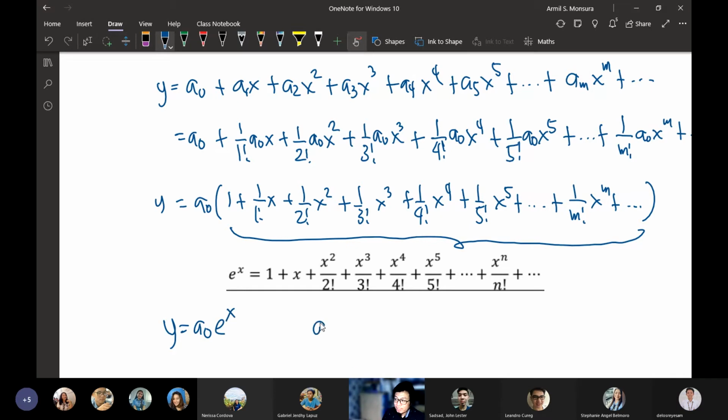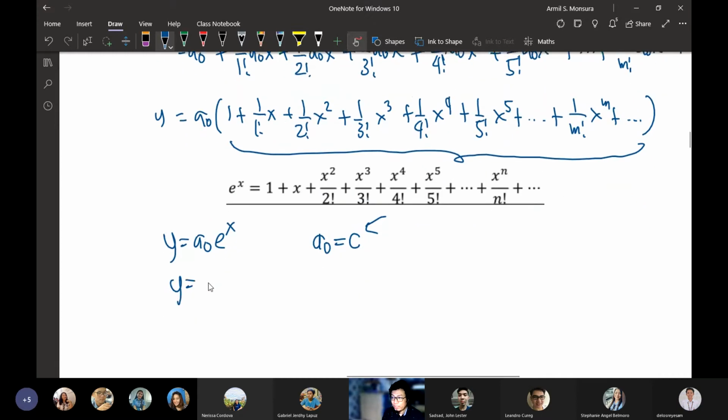And if you actually let a0 equals c, which is the arbitrary constant you were using sa DE ninyo, okay, then you can write this solution as y equals c times e raised to x, which is the solution that we are able to get using the variable separation. Naintindihan ba to?